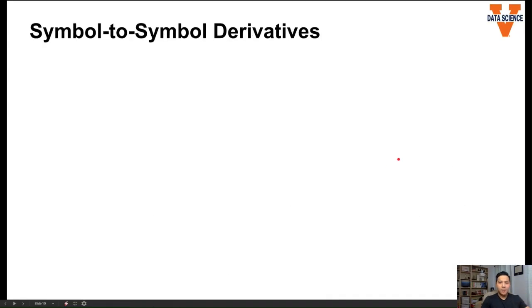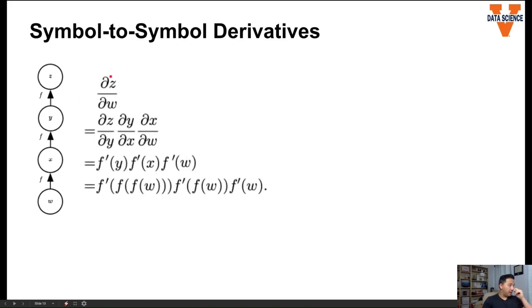Another thing I want to touch on is symbol to symbol derivatives. If you think about it, this is a computational graph going from w, through some function to x, through some function to y, through some function to z. Now, what we're going to do in the neural net is calculate the derivative, like the gradient. If you want to calculate the partial derivative of z with respect to w, z is here, but w is way down here, right? So you have no direct way to compute the gradient or the partial derivative there.